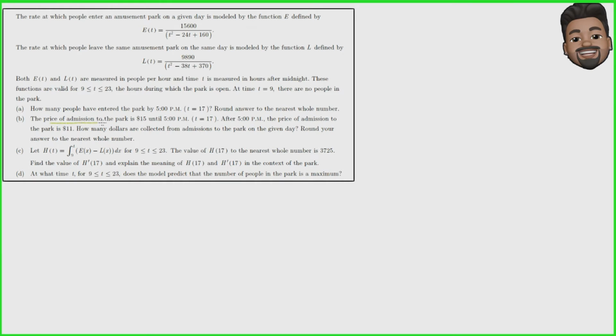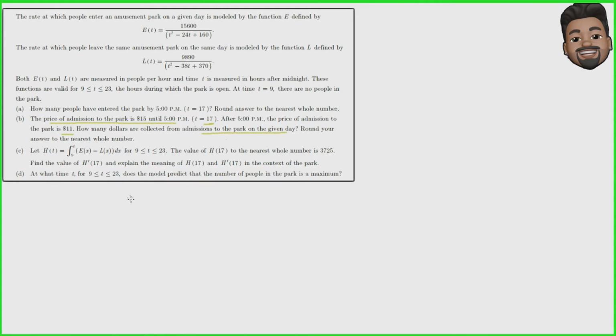The price of admission to the park is $15 until 5 p.m., t equals 17. After 5 p.m., the price of admission to the park is $11. How many dollars are collected from admissions to the park on that given day? So all they want to know is how much money they made this particular day. They don't really care about how many people they started with. It was 0 anyway. And they don't care about how many people left. People leaving has nothing to do with how much money they made.